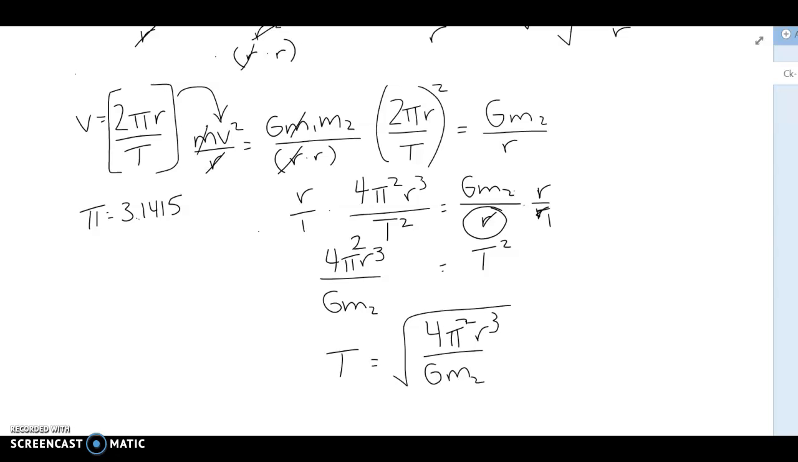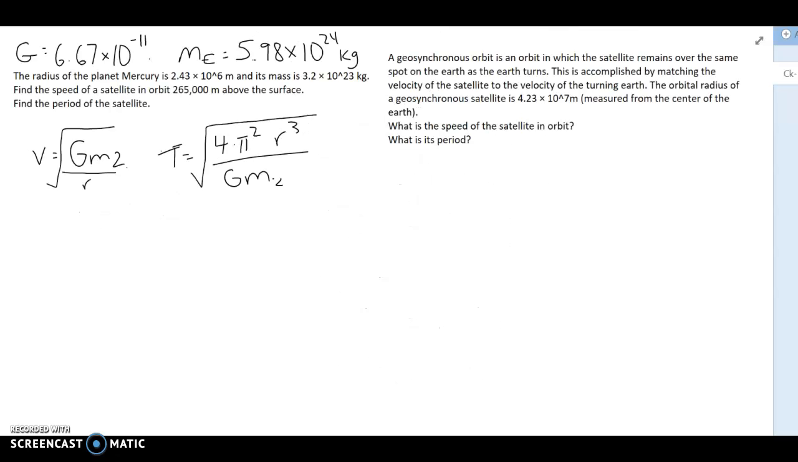So now we just have the problems to deal with. So let me pause the video and I'll get that set up for you and then show you how those problems are set up. Okay, so I've set up these two problems down at the bottom of our document here. I brought in the value of g, which is 6.67 times 10 to the negative 11th, and the mass of the Earth is 5.98 times 10 to the 24th kilograms. So our two equations are here: speed of the satellite and the period of the satellite.